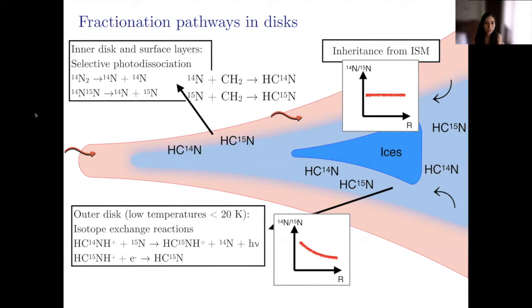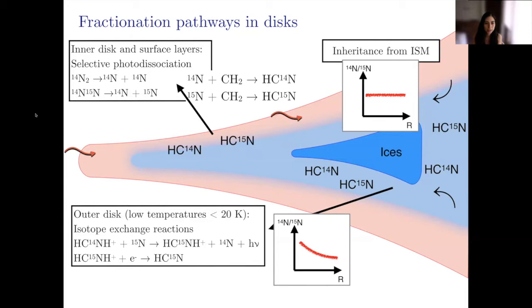And from this survey that we published in 2017, we only had one disk that was bright enough to try to measure a profile. The resolution was not great either. It's the disk around the T Tauri star V4046 Sgr. It's a transition disk. You can see the cavity in the millimeter dust emission.